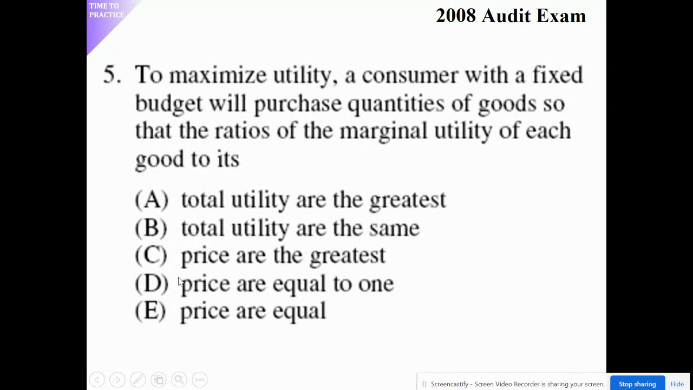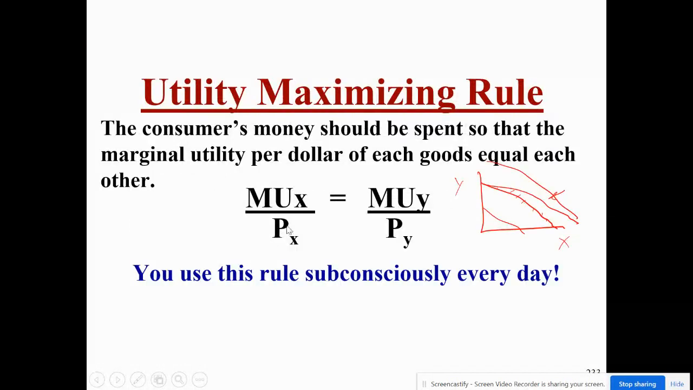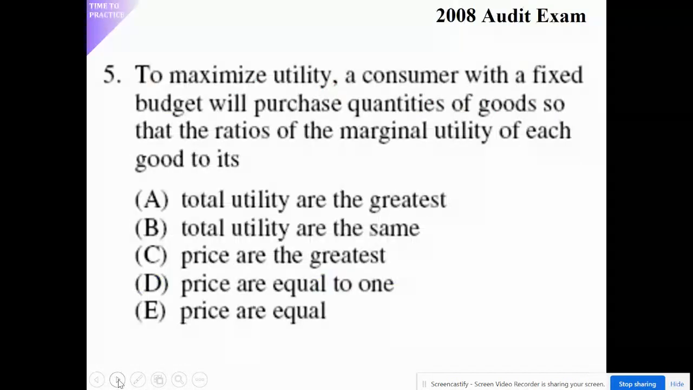So to maximize utility, a consumer with a fixed budget will purchase quantities of goods such that the ratio of the marginal utility of each good to its price is equal. So that ratio has to be equal. So that formula that we looked at here, they have to be equal.